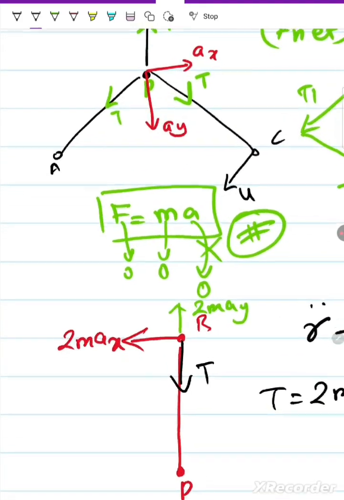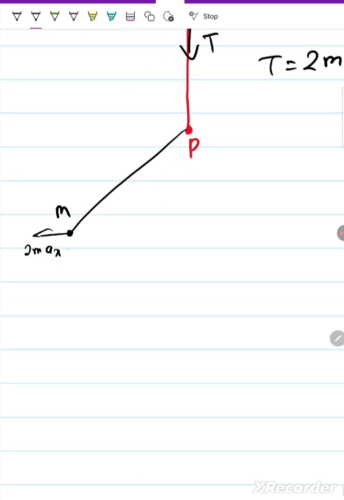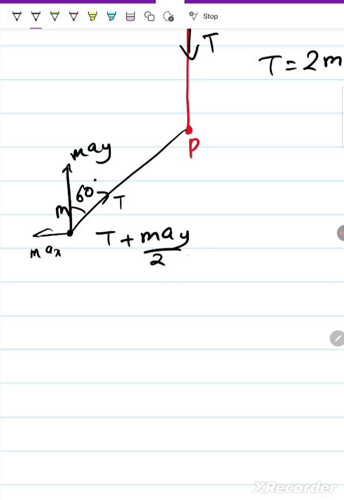Similarly, for point A, which has mass m, the pseudo force will be max in the negative x direction, and may in the positive y direction. We know this angle is 60 degrees. So T plus may by 2 is equal to max root 3 by 2.